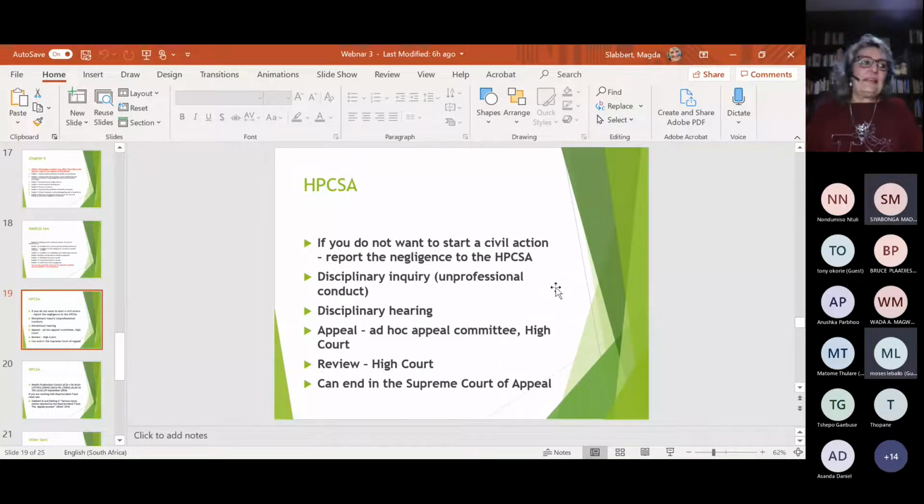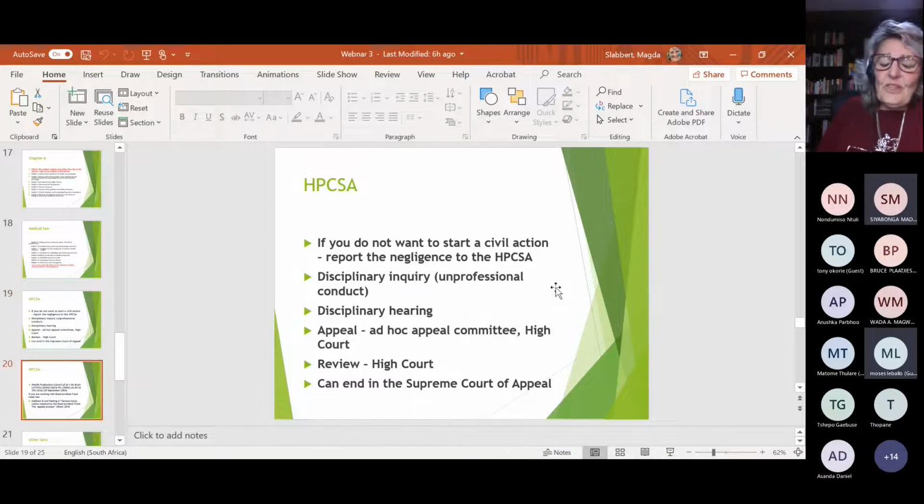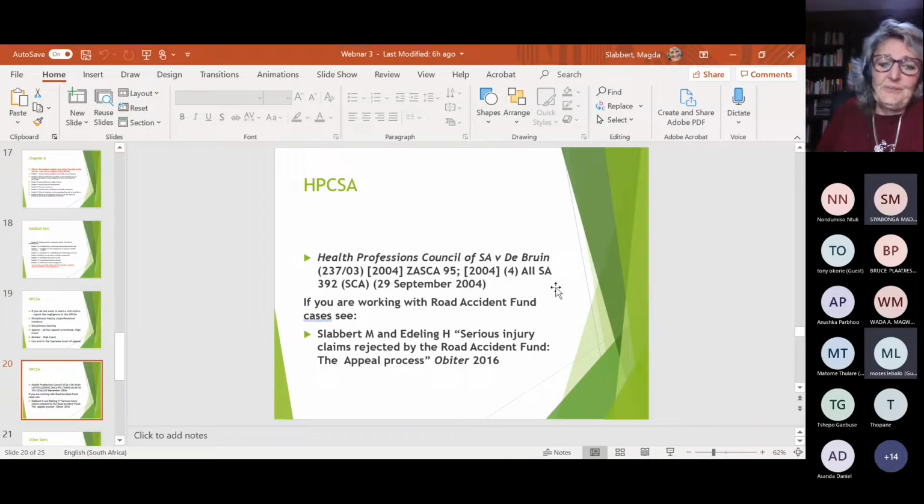It's there on their website, but you don't get the cases, and that's why we've chosen the De Bruin case, because it indicates to you all the processes that he went through, and it ended up in the Supreme Court of Appeal. So that is a very good example for you to see how it works.